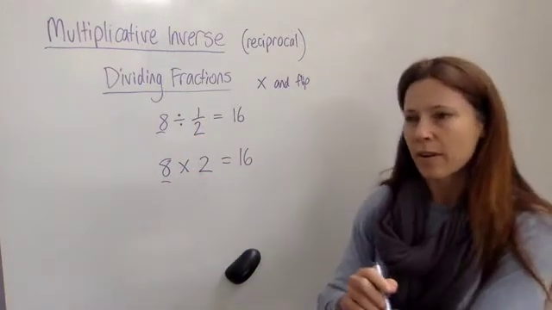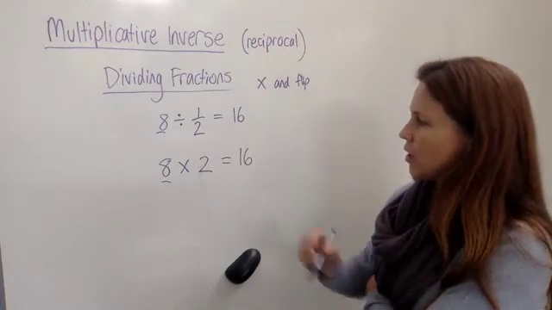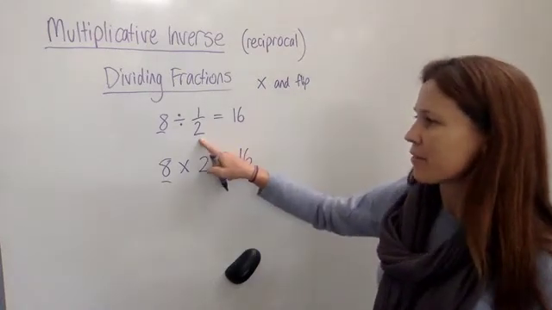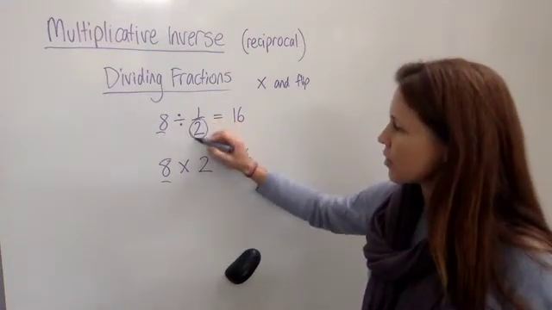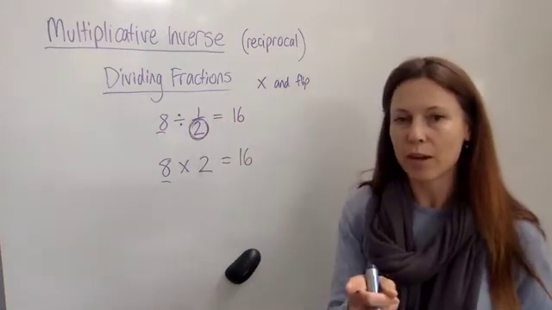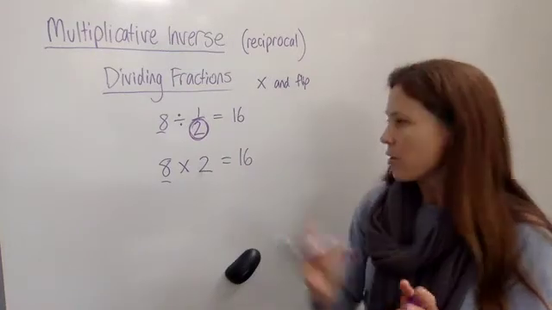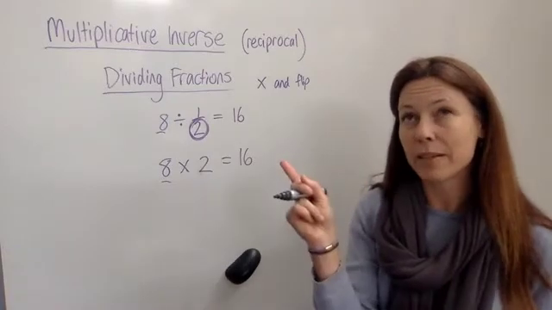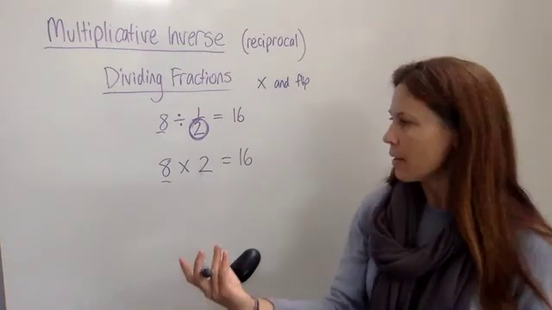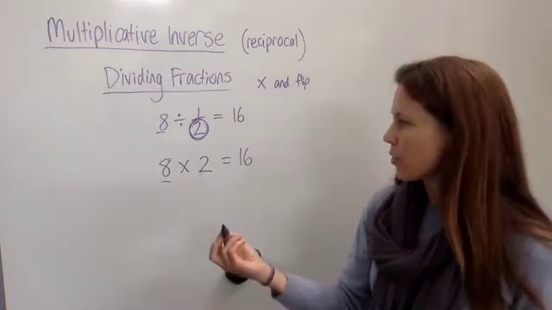Now let's think about why this works. When we were working out how many halves of a pizza there would be in 8 pizzas, this number was critical, wasn't it? Because we know that there's 2 halves in every one. So we needed to have 2 of them just for one pizza. And then we said, how many pizzas are there? There's 8. So we multiplied by 8. So you can see why it works.